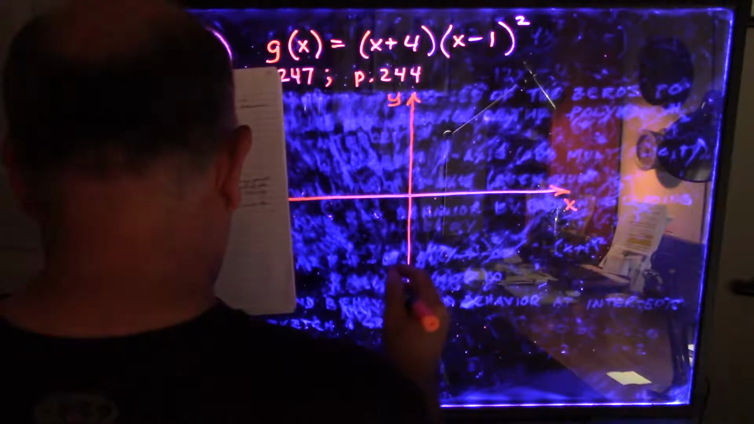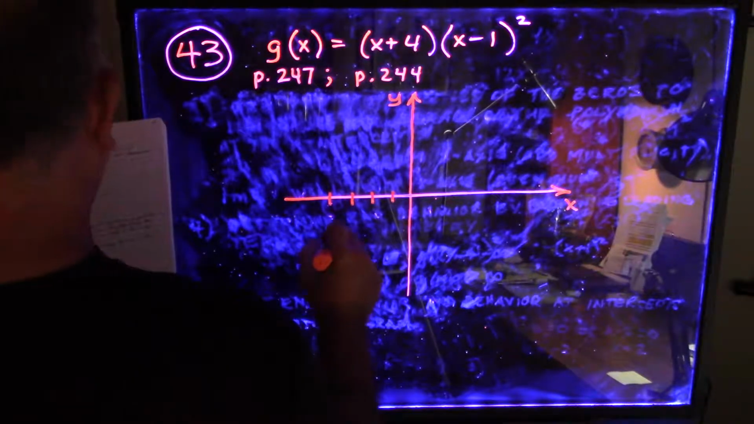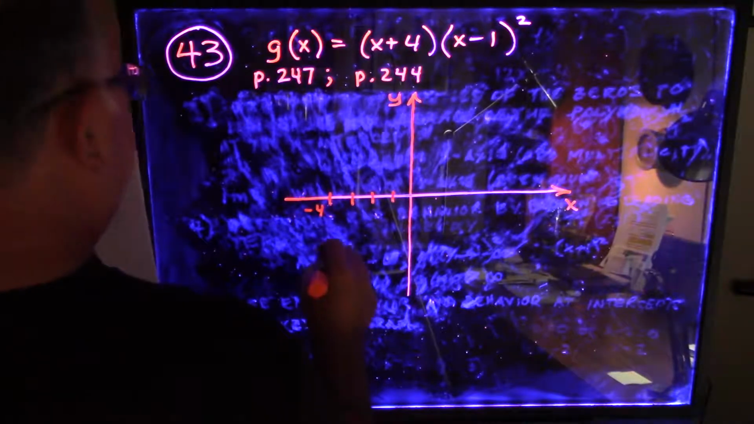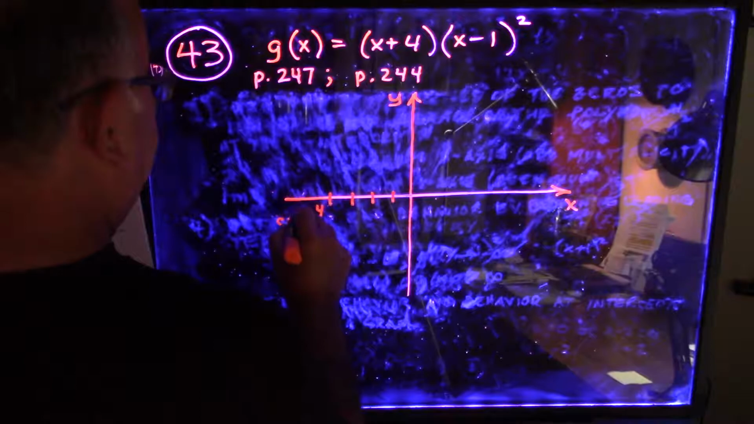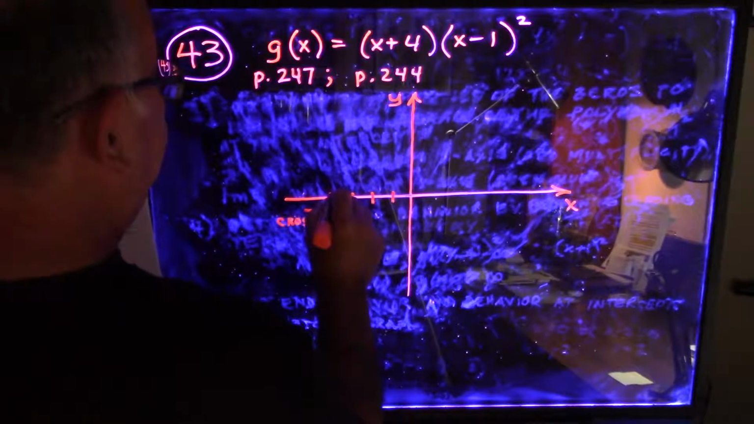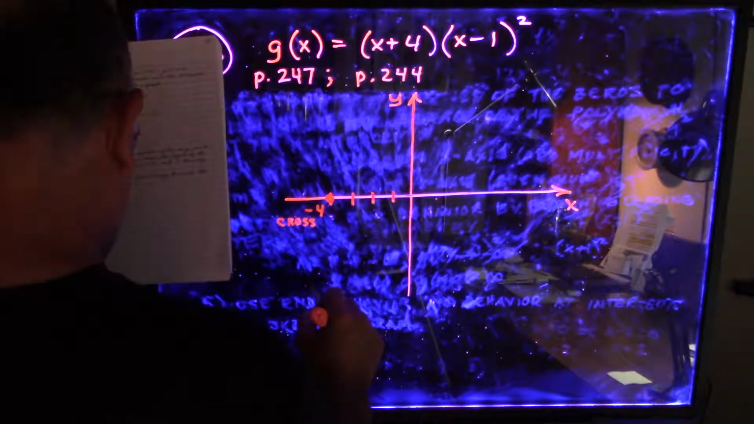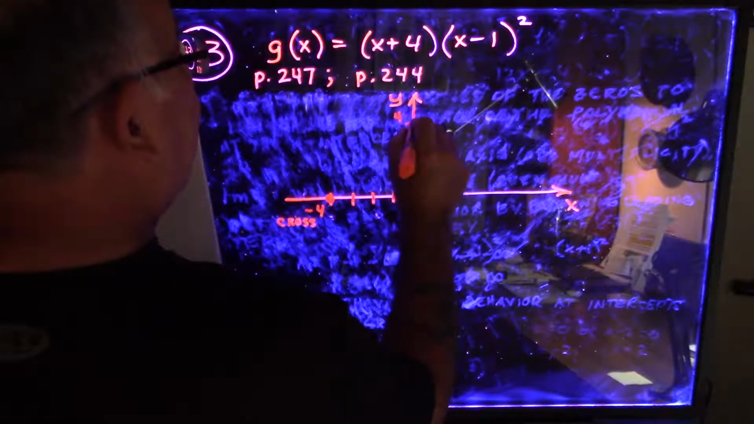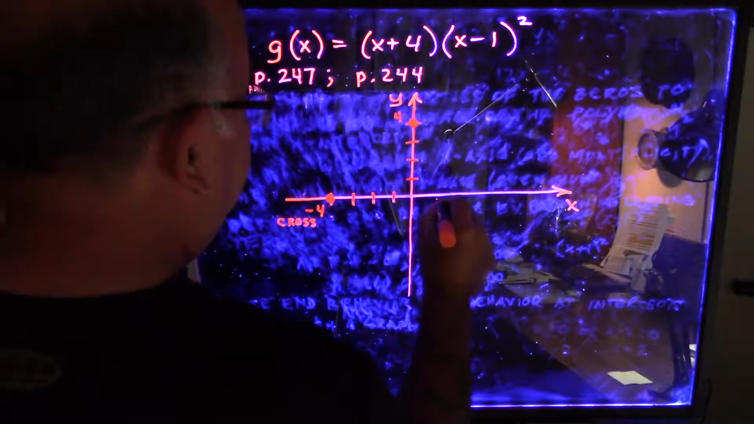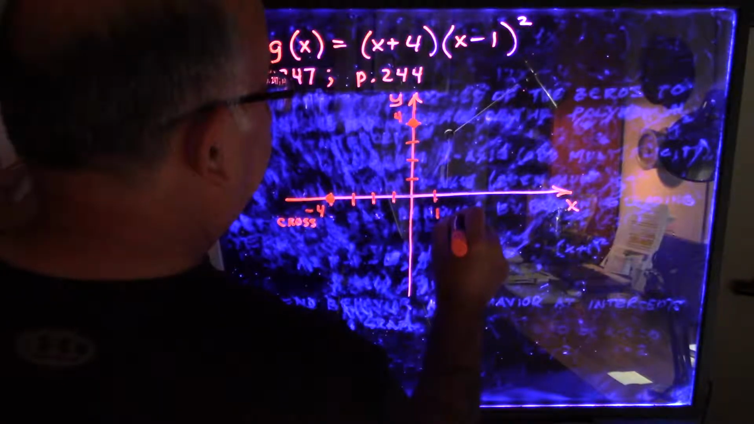Okay, and we want to draw our x-intercepts. There's x equals -4. We know that's one of the intercepts, and we know that it crosses here. We've already determined that, so I'm just going to write that there, cross, at -4. I'll put a dot there for now. And at y equals 4, we know it crosses there. That's the y-intercept. And then at x equals 1, we know it's an x-intercept, but it just touches here.